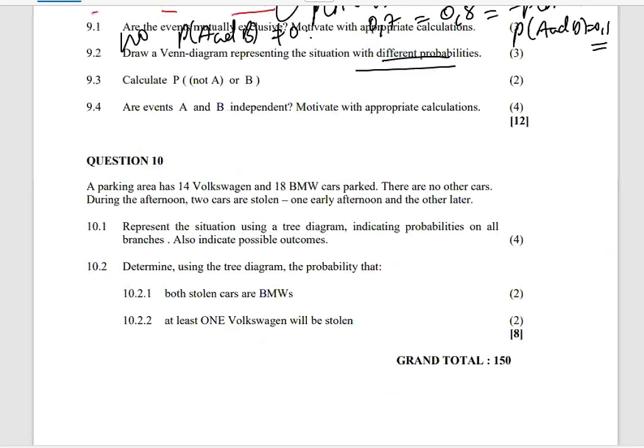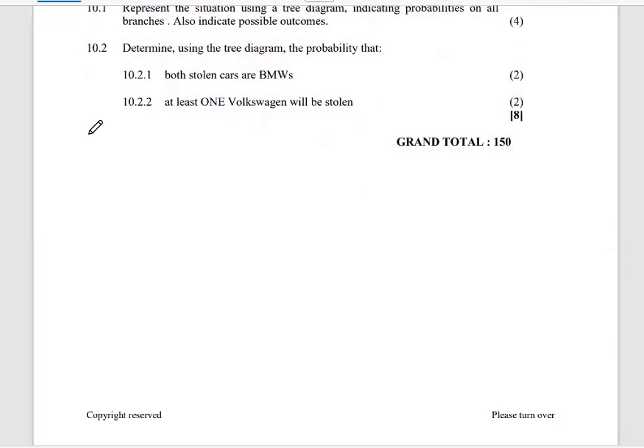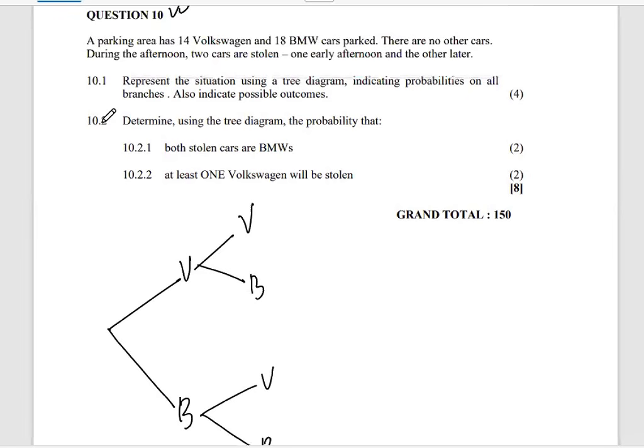All right, then question 10. Parking area has 14 VWs and 18 BMW cars parked. We have no other cars during the afternoon. 2 cars were stolen, one early afternoon and the other later. They want us to represent this in a tree diagram. So we can say that the first car to be stolen can be a VW or a BMW. The second can be a VW or a BMW. Let's indicate the probabilities.